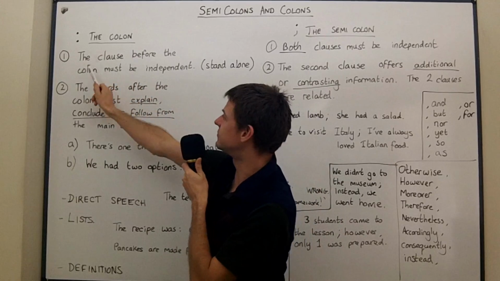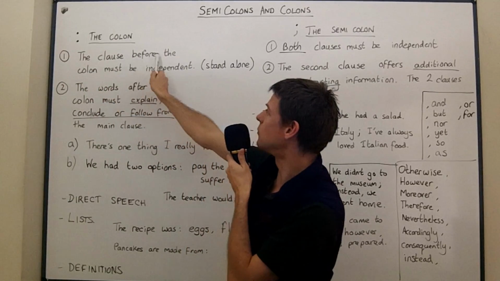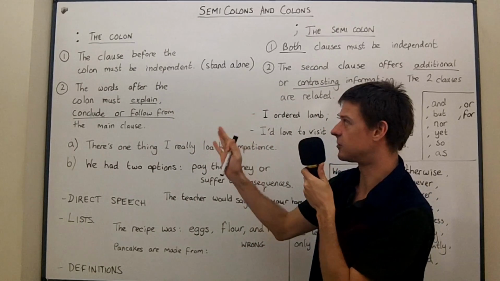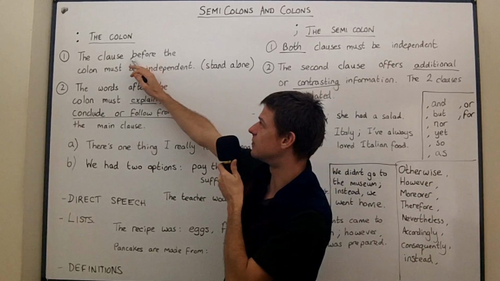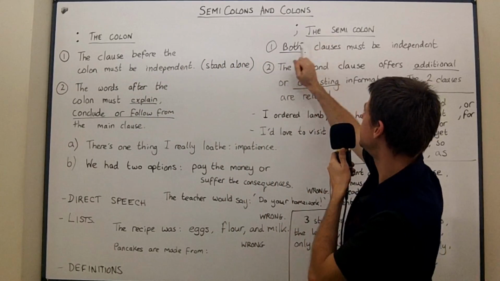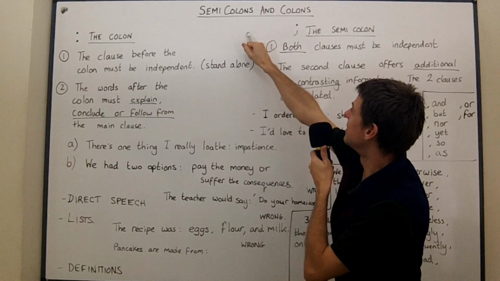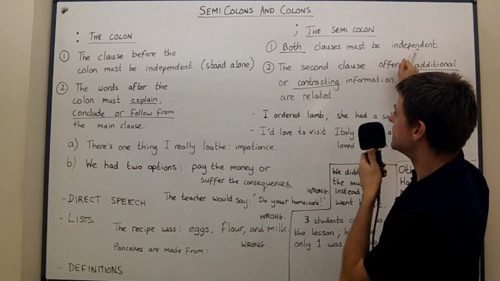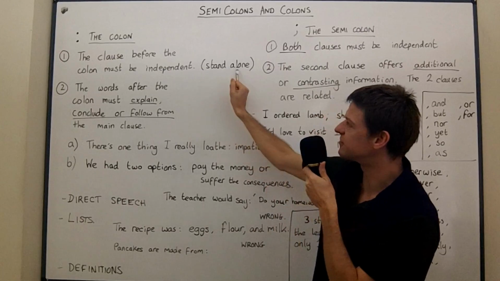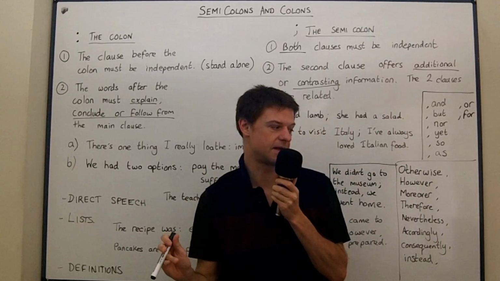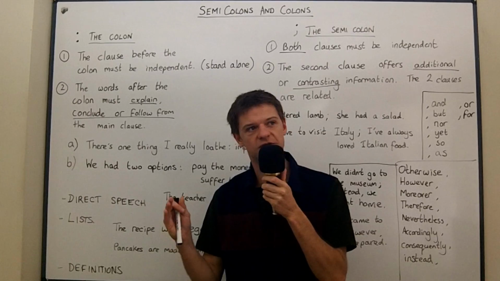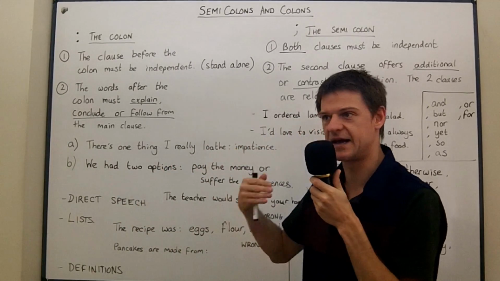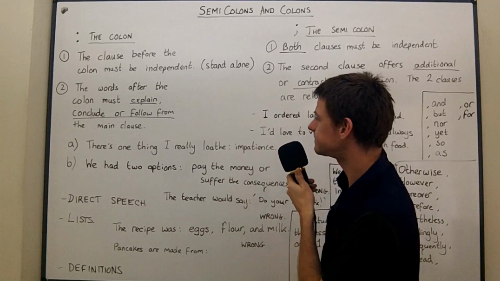But the main two differences: number one, the clause before the colon must be independent. So only the first clause has to be independent with the colon. However, with the semicolon, there must be a clause before it and a clause after it, and both clauses must be independent. Both clauses must stand alone. Now what I mean is that both clauses must be okay as a sentence on their own. They must stand and make sense on their own.